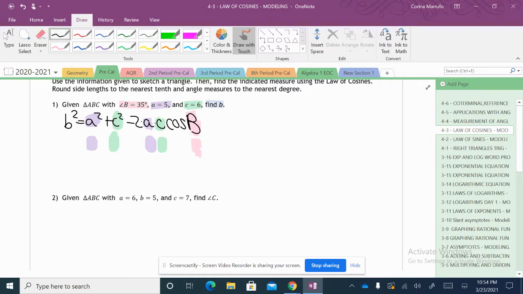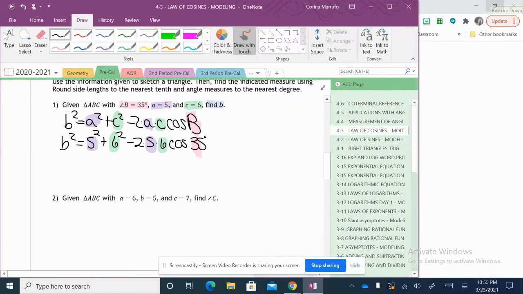Let me take out my pens. We have b squared equals, instead of a, we're putting in 5 squared, plus, instead of little c, we're putting in 6 squared, minus 2 times 5 times 6 cosine of big B. Big B is 35. And then all we've got to do is put all of that in our calculator exactly the way we see it.